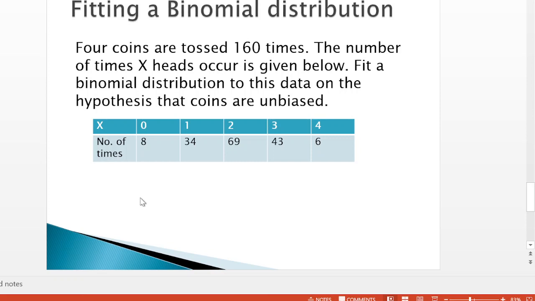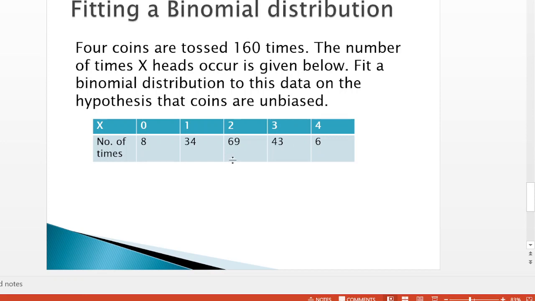Fitting a binomial distribution. 4 coins are tossed 160 times. The number of times x heads occurs is given below. Fit a binomial distribution to this data on the hypothesis that the coins are unbiased. So here we have the values. X takes the values 0, 1, 2, 3, 4, and the number of times 0 appears, the number of times 1 appears, like head: 0 indicates no head, then 1 head, 2 heads, 3 heads and 4 heads.